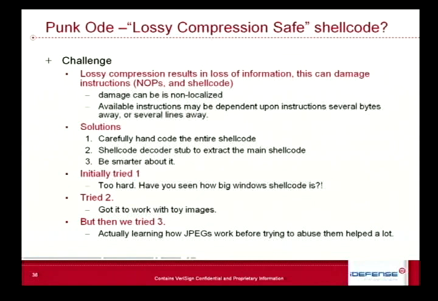The second method was to make a shellcode decoder stub and use that to extract the main shellcode and execute that. That's a technique which is used by a lot of other encoding methods. And I got that to work with some toy images. But if you change the stuff too much, it breaks again. You needed to have a lot of clear area around it. But then I tried to be a little bit smarter about it. Actually learning how JPEGs work before trying to abuse them helped a lot.